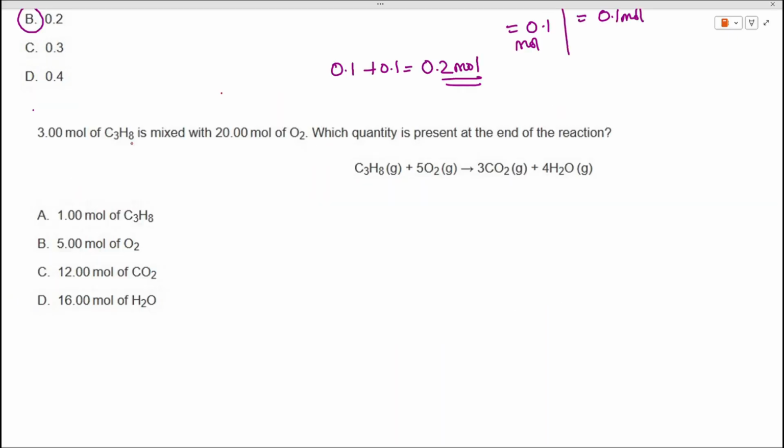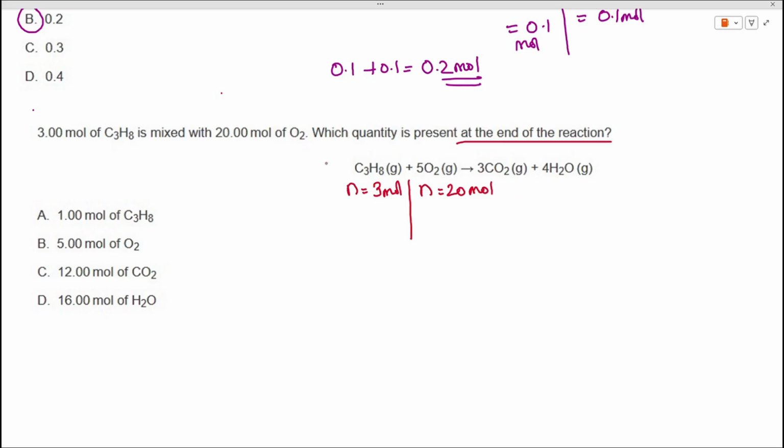Okay, the next question. 3 moles of C3H8. So we've been given the number of moles of C3H8, which is 3 moles, and it is mixed with 20 moles of oxygen. And we have to quantify the substance which is present at the end of the reaction. So the substance which is going to be present at the end of the reaction is the excess reagent, because the limiting reagent is going to be used up completely.